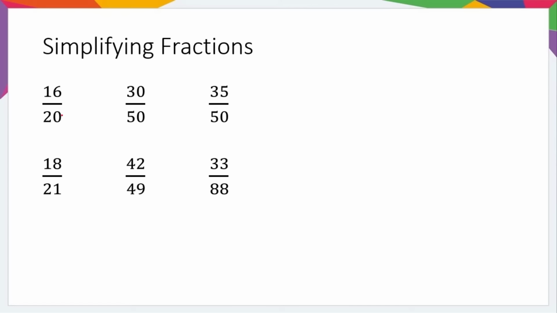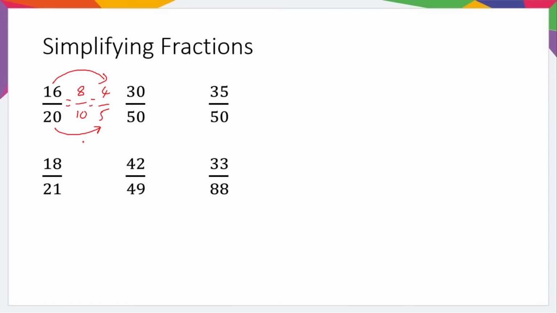Both the top and the bottom numbers are even, so we might as well just divide them by 2. 16 divided by 2 is 8, 20 divided by 2 is 10. Now, I still have even numbers. 8 divided by 2 is 4, and 10 divided by 2 is 5. So 16/20ths is 4/5, and 4/5 cannot be simplified anymore. Depending on how good your tables are, you might have noticed that 4 goes into 16. 16 divided by 4 takes you to 4, and 20 divided by 4 takes you to 5.